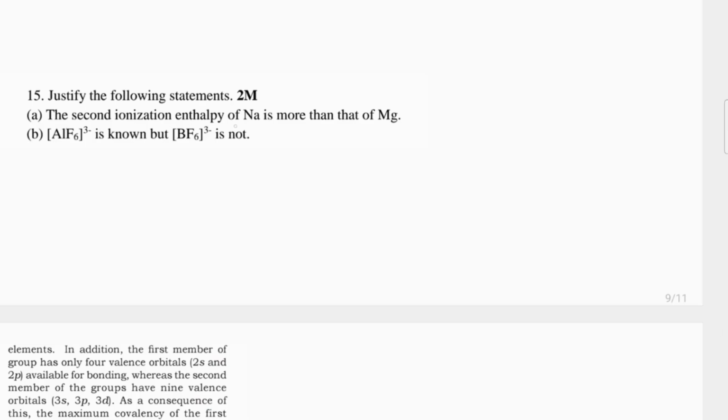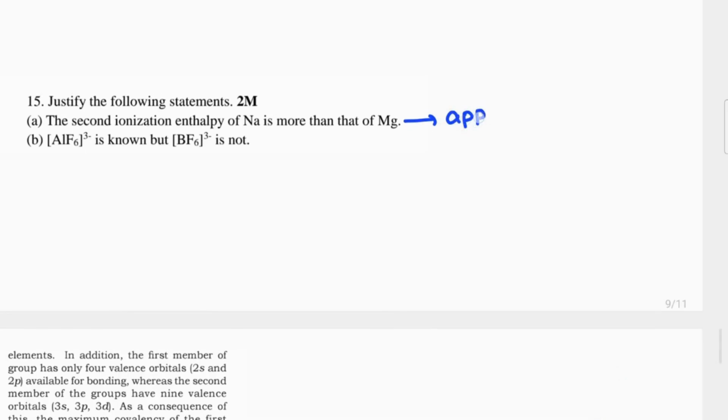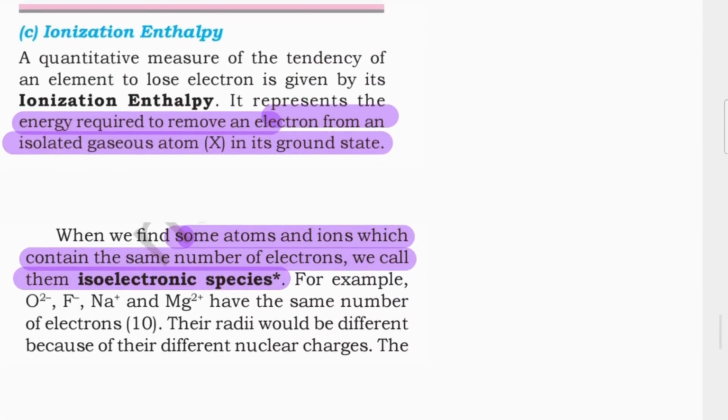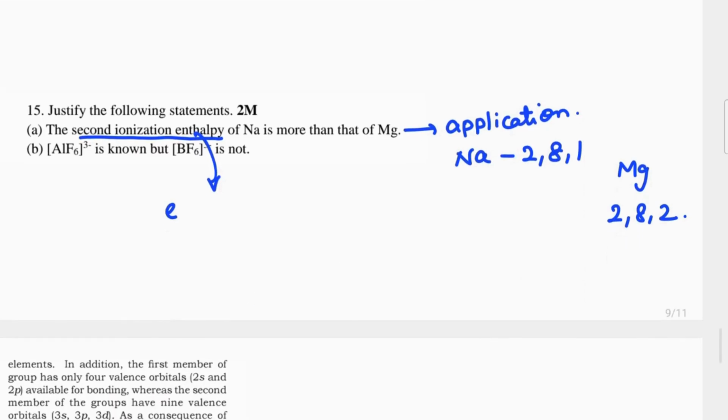The second ionization enthalpy of sodium is more than that of magnesium. For this you can't get the direct answer from NCERT because this is an application based question. So for this, as the first step, we have to write the electronic configuration: sodium is 2,8,1. Magnesium is 2,8,2. So what is ionization enthalpy? Energy required to remove one electron from the neutral gaseous atom.